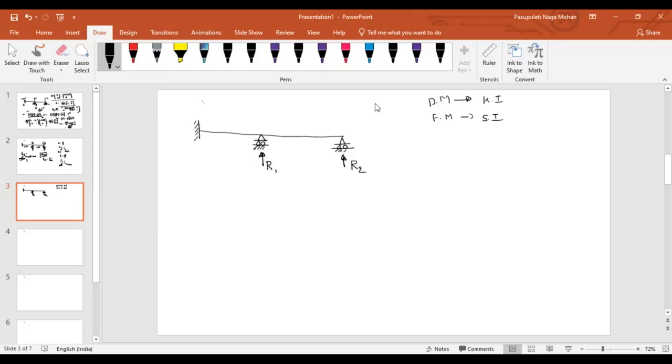Now imagine R1, R2 are not existing. First of all, remove the supports. What will happen? Can you tell me? If I release those 2, how will it deflect? This might have deflected like this. What about this displacement? Delta 1. What about this displacement? Delta 2.